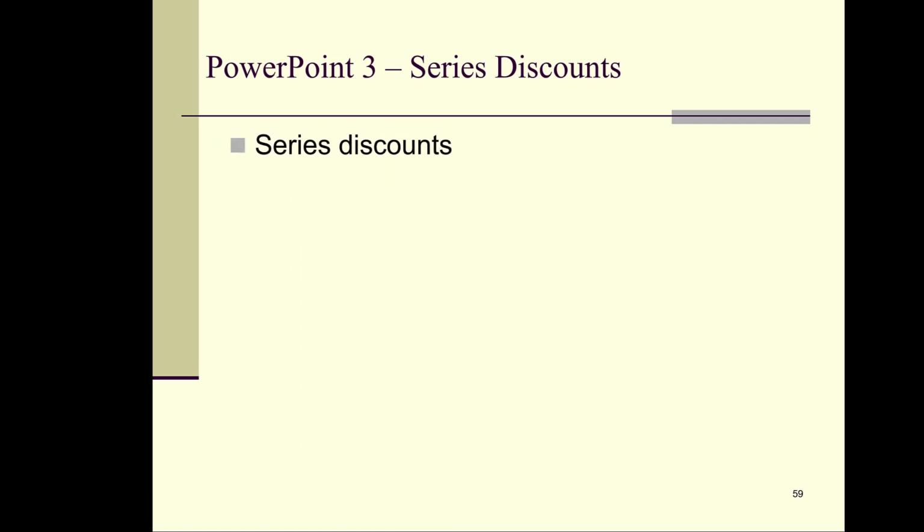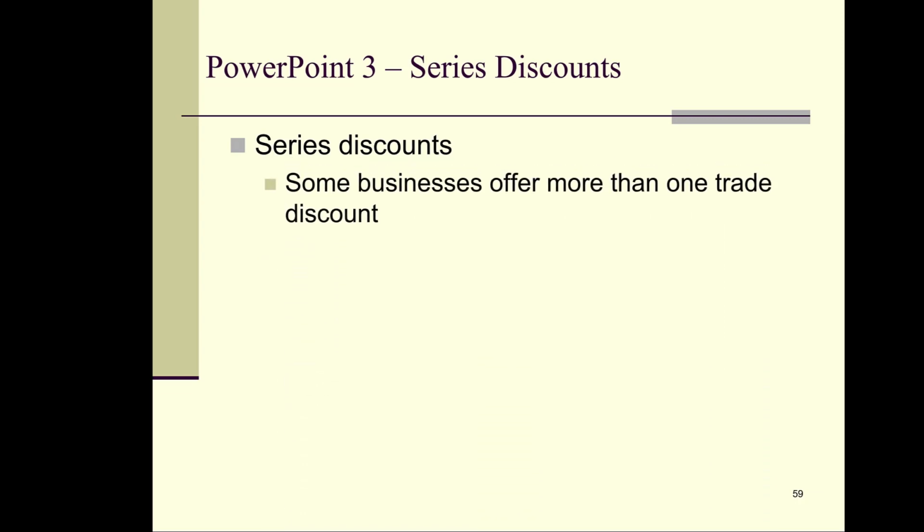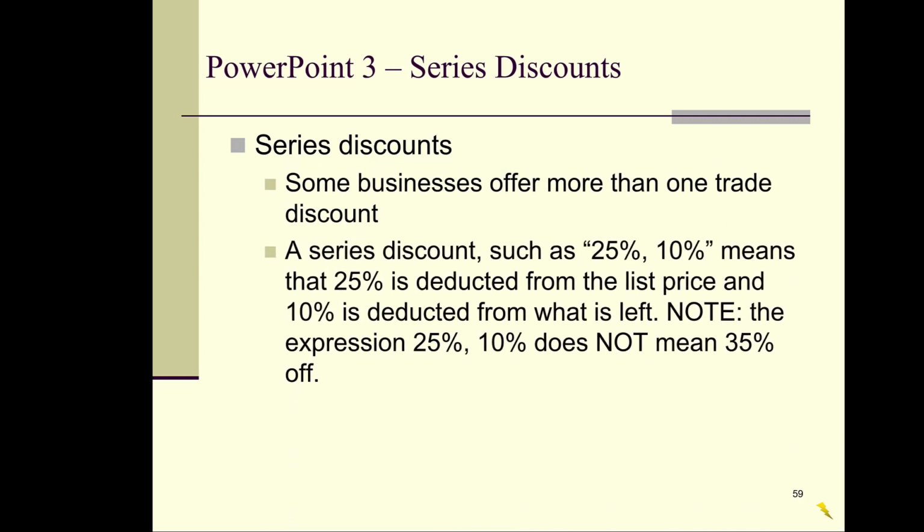So now occasionally a company will offer a series of discounts. That just means more than one discount. For example, a series discount could be something like 25%, 10%. That means that 25% is deducted from the list price and then 10% is deducted from what is left over. Note, the expression 25%, 10% is not the same as saying there's a 35% discount. So what would be an example of such a discount? Well, maybe if you bought 1,000 units, you get 25% off. And then if you buy 500 more units, you get 10% off.